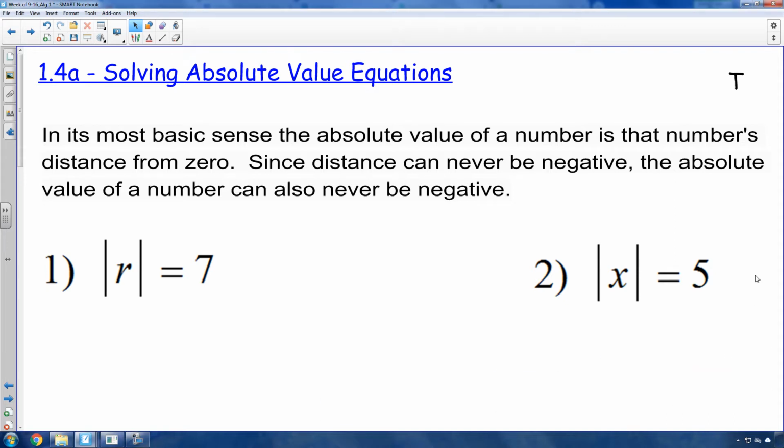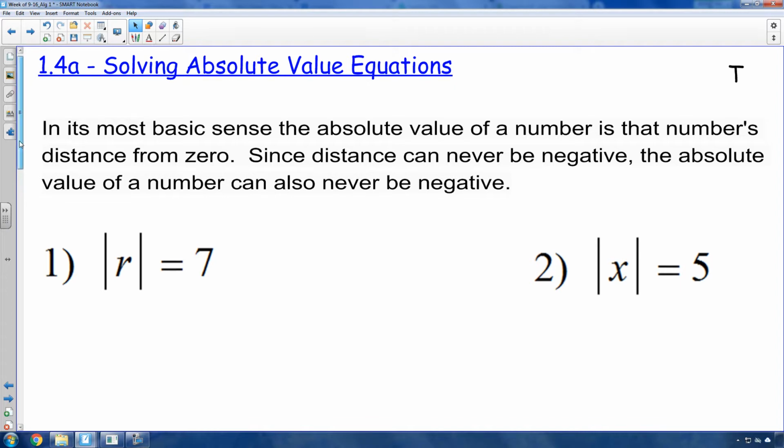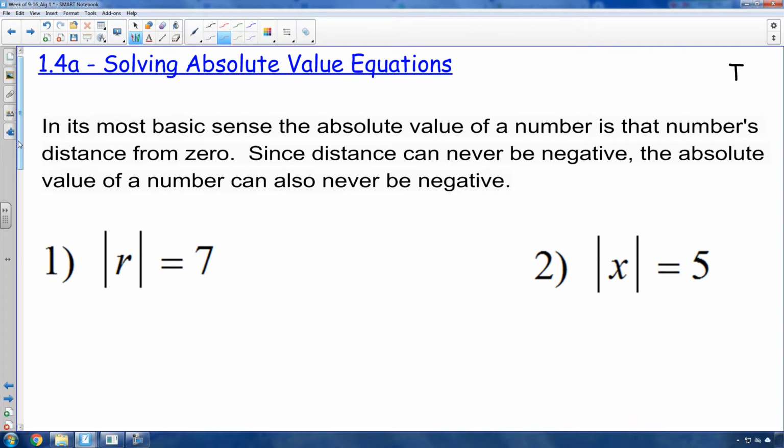Okay, so this video is 1.4a and it's on solving absolute value equations. So we know a little bit about absolute value. We can put the date right here, please. So you can put the date right here.